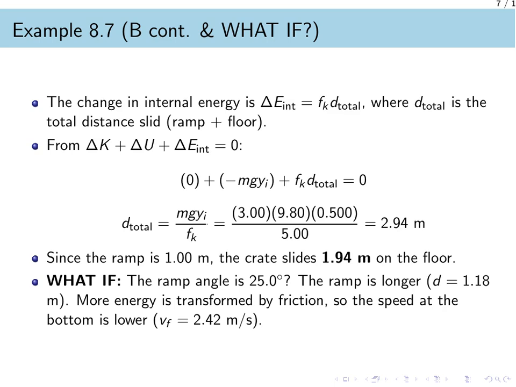The slide also includes a what-if scenario. If the ramp angle is reduced, the ramp becomes longer. This means friction acts over a greater distance, transforming more energy, and the crate's speed at the bottom is lower.